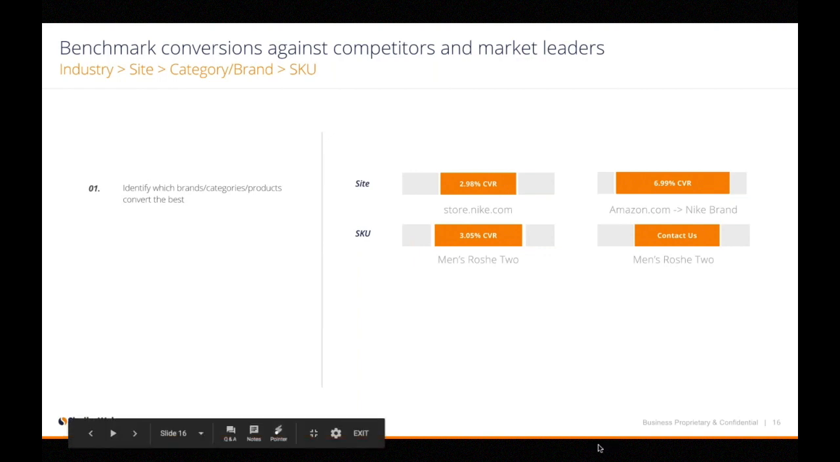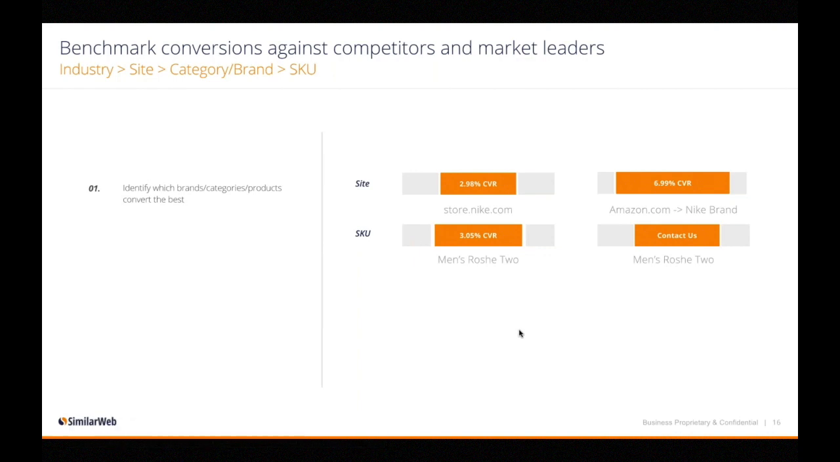And what's interesting is for a leading product like the men's Rush 2, Nike still has a very strong conversion rate, similar to the domain average. And we do have the ability to even tell you that within a site like Amazon.com.